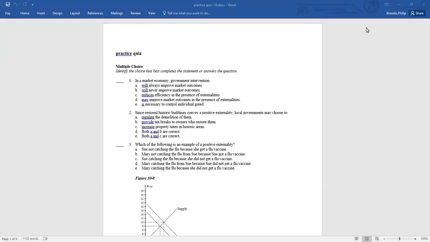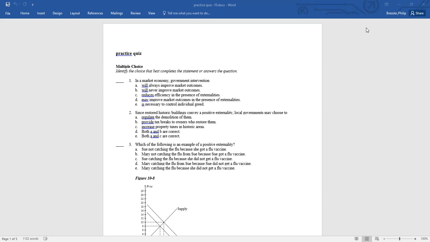Okay, I just wanted to go over the practice quiz and try to give you things that could be on the other quiz and things we could learn from this practice quiz. Okay, so question number one: in a market economy, government intervention will always improve.